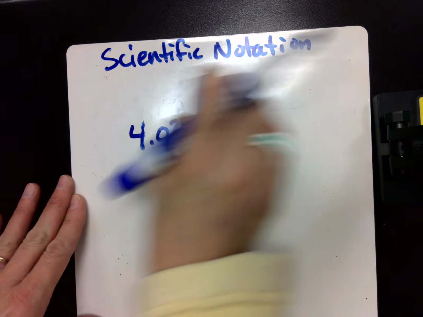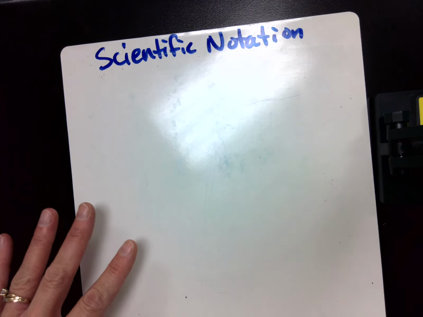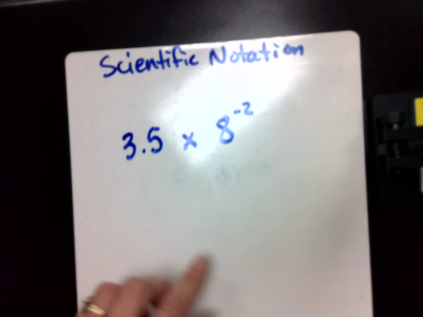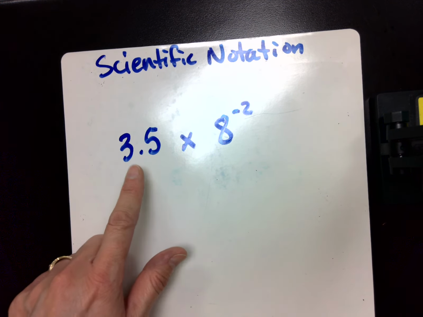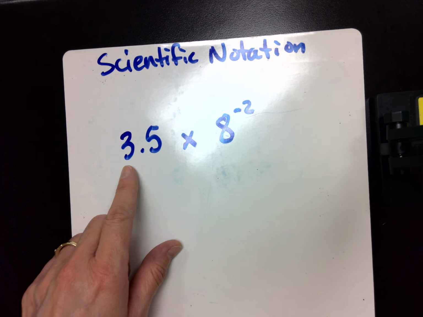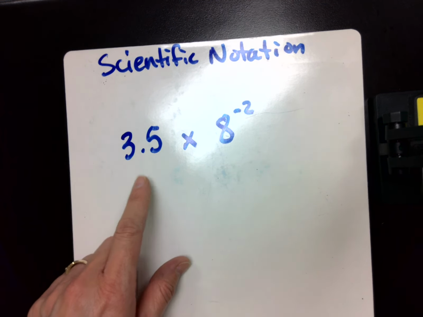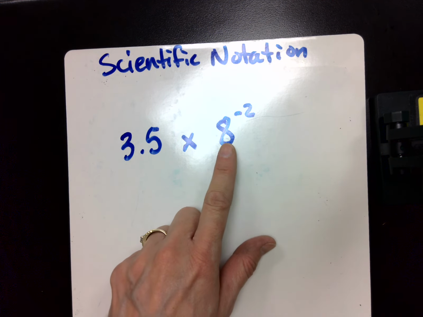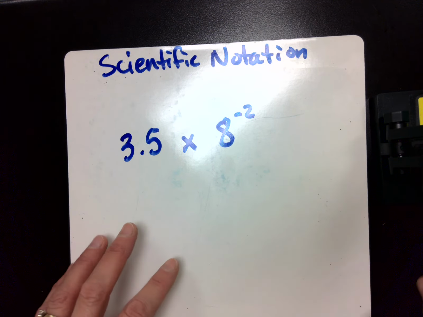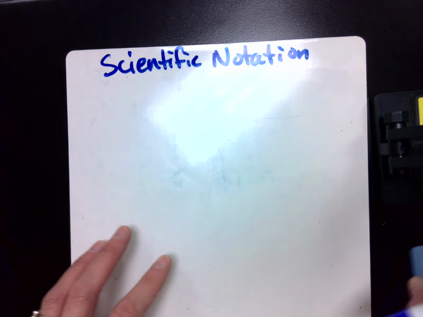Now, what if you had something like this? Now you have to check again. Do you have a factor or a number that's 1 or greater and less than 10, which this is? This is like 3.5. So this is 1 or more and less than 10. But this is not a power of 10. It's 8 to the negative 2 power. This is not a 10 here. It has to be a 10 here. So this isn't in scientific notation. So you've got to be careful about those.